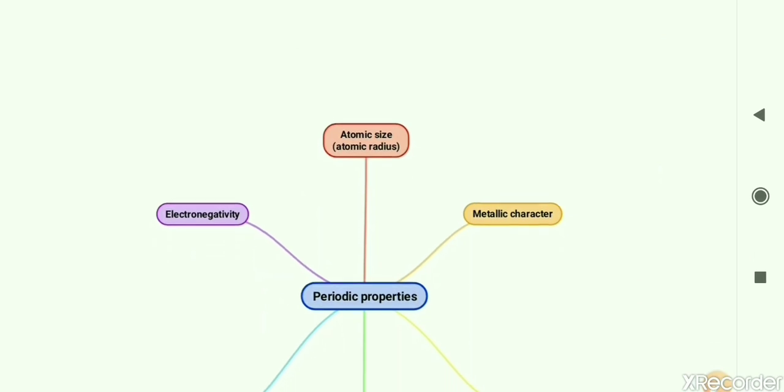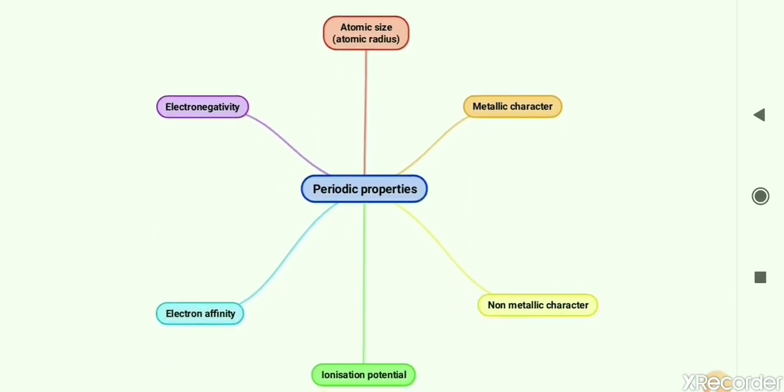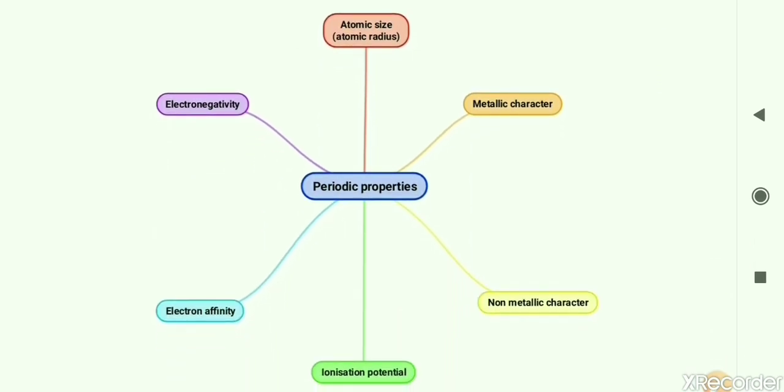Let us come to our today's topic. As we discussed in the last class regarding the periodic properties, what are periodic properties? Periodic properties are those properties which reappear at regular intervals or which show a gradual variation in the periodic table. There are the following periodic properties which we will be discussing in our syllabus. They have been mentioned clearly. They are 6 in number as are shown over here.